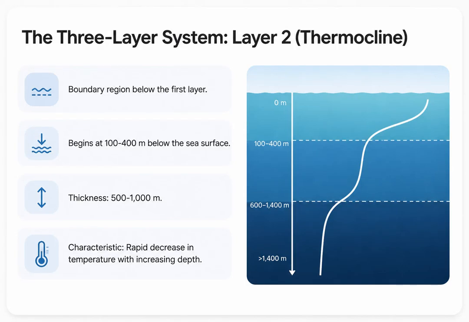Beneath that warm surface layer lies the second layer, known as the thermocline. This is a critical boundary region that usually begins anywhere from 100 to 400 meters below the surface and is about 500 to 1,000 meters thick. The defining characteristic of the thermocline is a very rapid, steep decrease in temperature as you move deeper. It acts as a transition zone between the sun-warmed surface and the frigid depths.